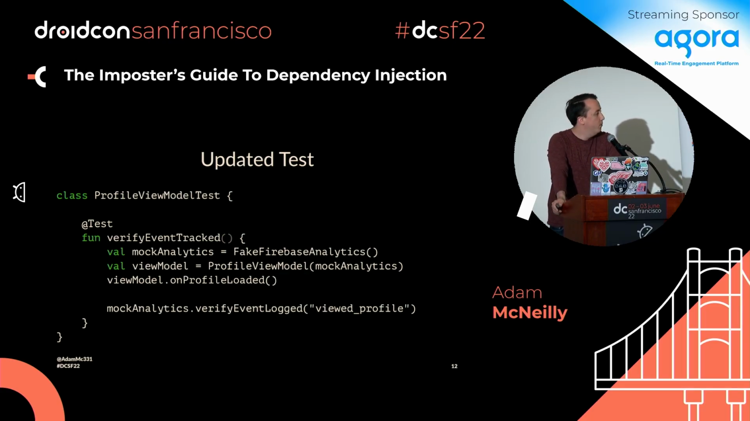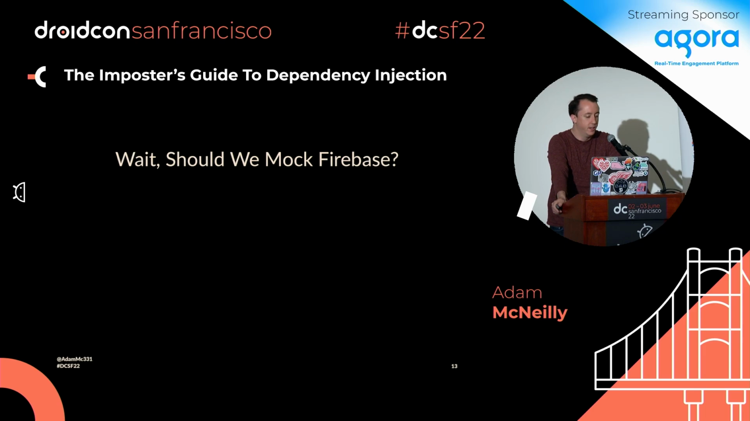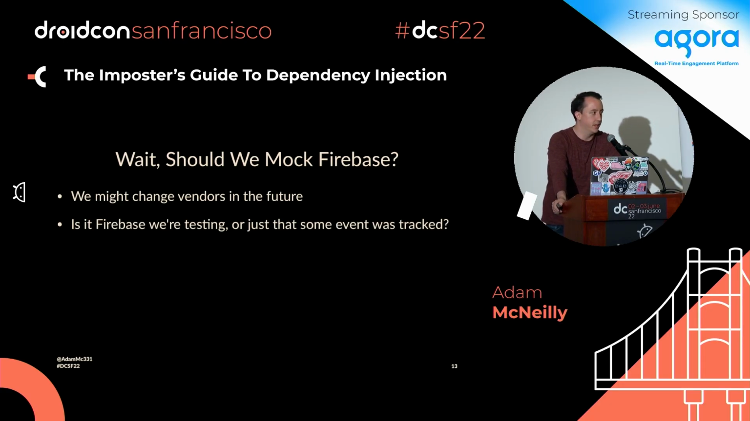But I would like to go briefly on a tangent, again, not specifically related to dependency injection, but very closely related, and ask the question, should we be mocking Firebase analytics? And there's two reasons I think we shouldn't. The first one, we might change vendors in the future. Our code is also still tightly coupled to the idea of using Firebase analytics. But what happens when our company comes along and says, oh, we're going to partner with Segment, and we want to use Segment or Amplitude or some other service that's out there? And there's also the philosophical question of, is it really Firebase analytics we're testing, or do we just care that some event was tracked, and we don't really care where it was sent to?